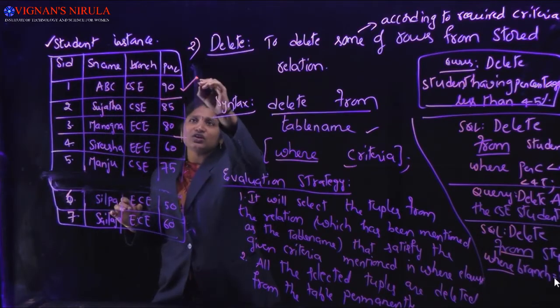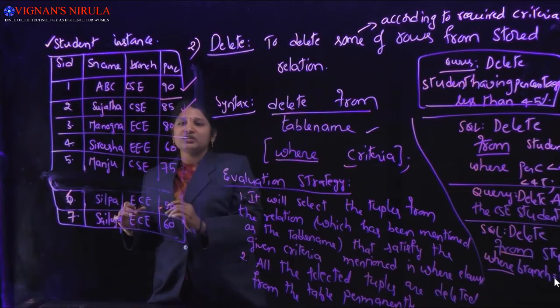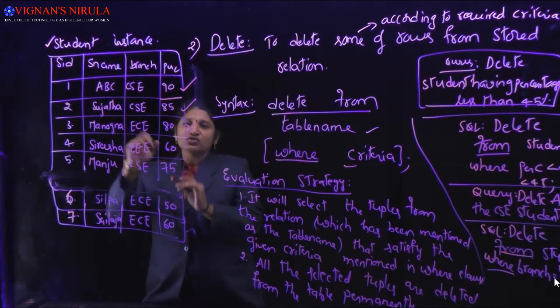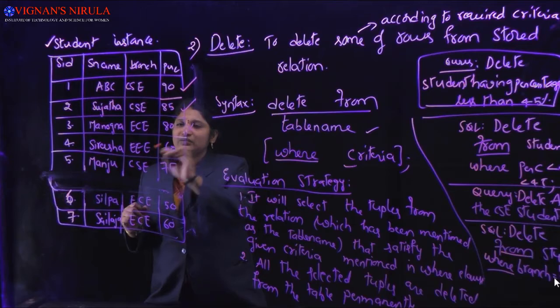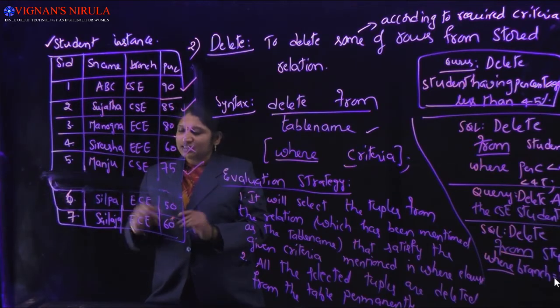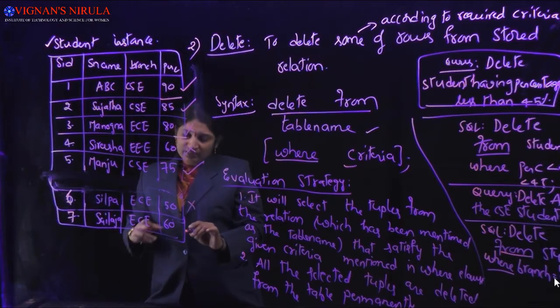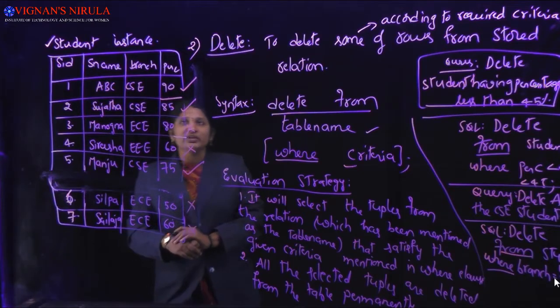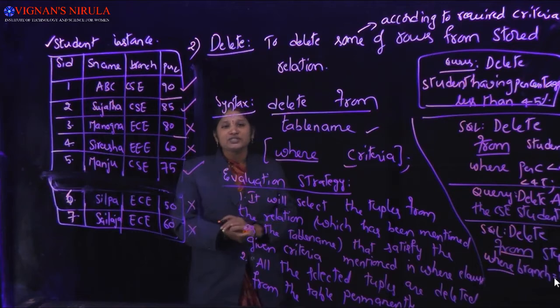Is it selected or not? Yes. The second tuple is also selected. Branch is not CSE, so it is not selected. Branch is EEE, so it is not selected. Branch is CSE, it is selected. Branch is ECE, not selected. Branch is ECE, not selected. So how many tuples are being selected? The 3 tuples are being selected.